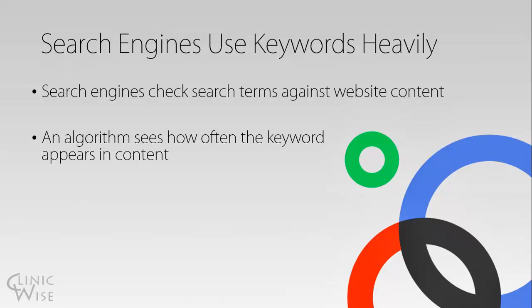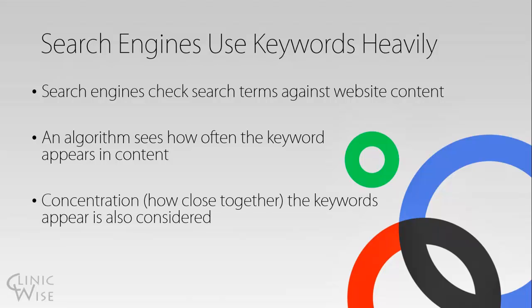First, how often does the keyword appear on the content of a web page or website? If you're looking for information on headaches, you're probably looking for a web page that mentions the word headaches or headache at least a couple of times, and Google recognizes this.